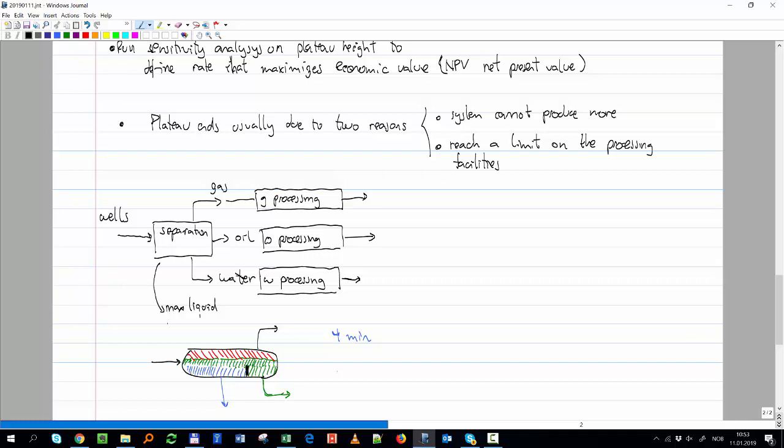Okay, so typically I have maximum liquid rate, maximum gas rate, and here I have maximum water rate, maximum oil rate, and maximum gas rate. For all kinds of reasons. In the gas train, I have compressors. These compressors can handle just some amount of gas. Okay, if you try to produce more, you cannot.